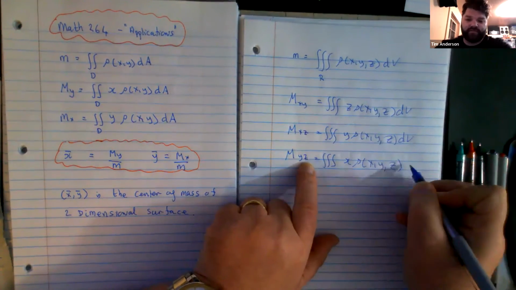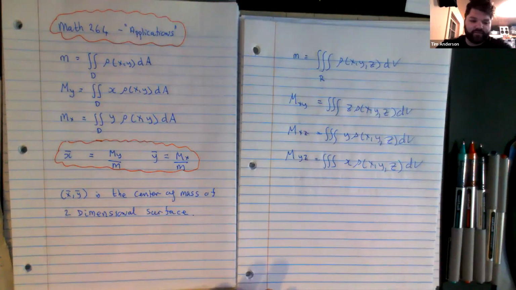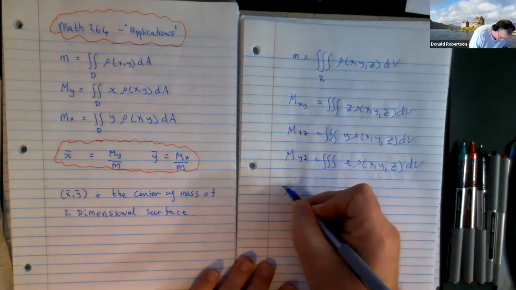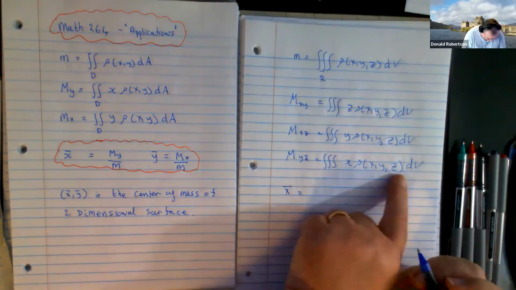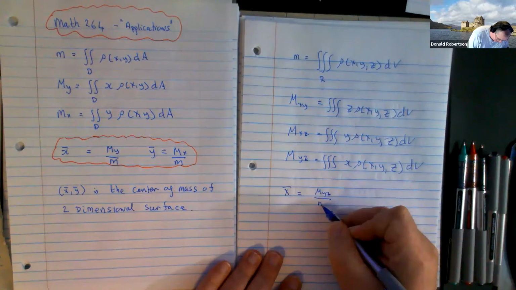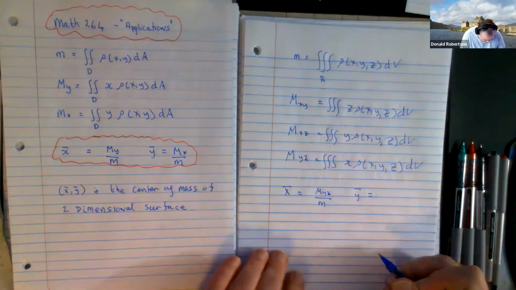Oh, that makes sense, because then you can find it based on the position of the other two. Yes. And so if you want to find x bar, you use this one. If you want to find y bar, you use this one.